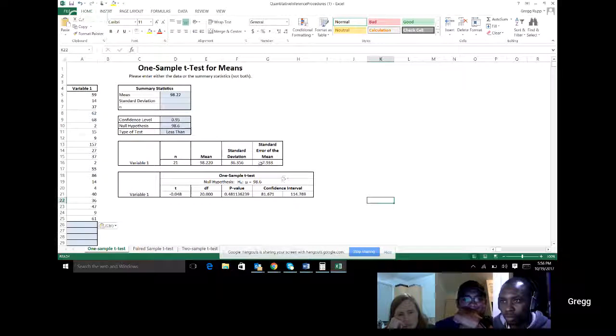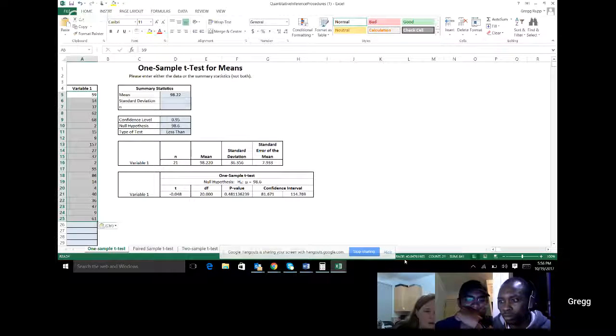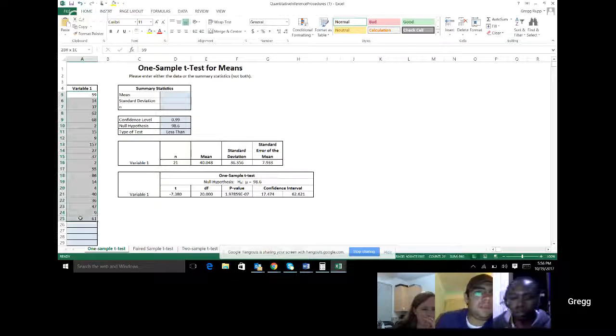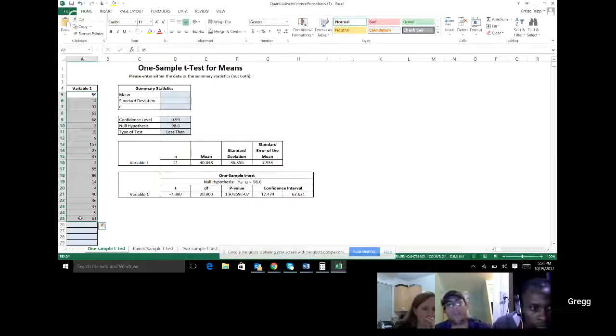Okay, now before I do this, I have to change all this info. So our confidence level is 0.99. Our null is 40. The mean is the same as the null. Oh shoot, okay, hold on. And the type of test is not equal. 40.048.